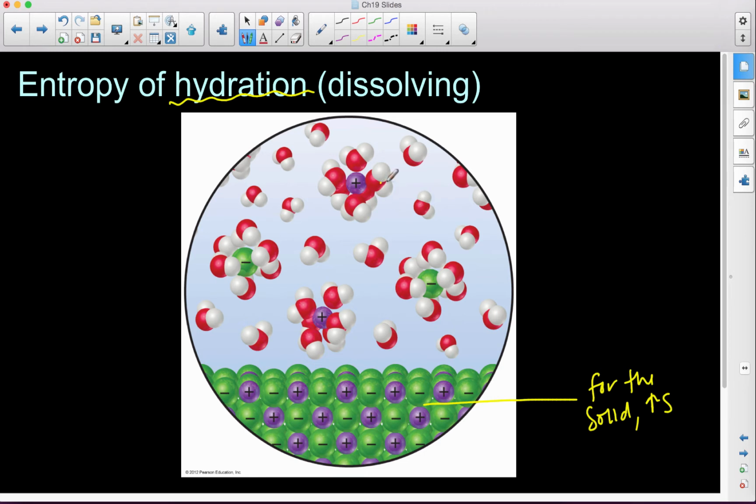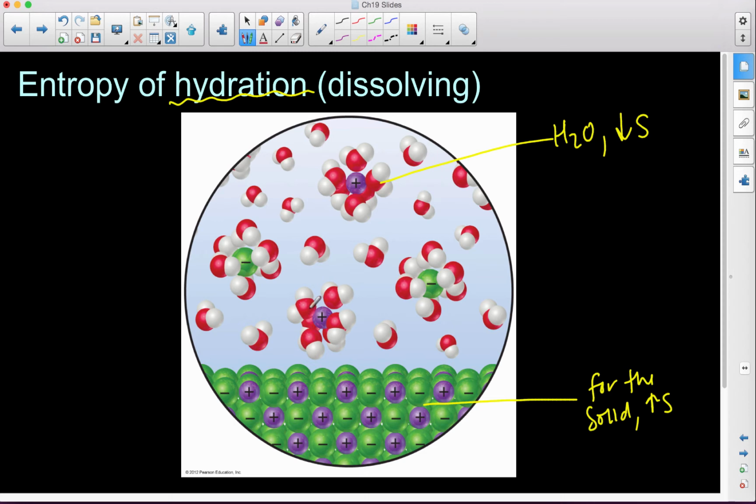Right, from the point of view of the water, we have decreased entropy. Previously they were free to interact with whatever they wanted, wherever they wanted, and move across whatever beaker or flask they were swimming in. Here, though, we are imposing an order upon them that wasn't there before. By introducing these ions, we are imposing a level of order that wasn't there before, which is why, from the point of view of the water, this is actually a decrease in entropy.